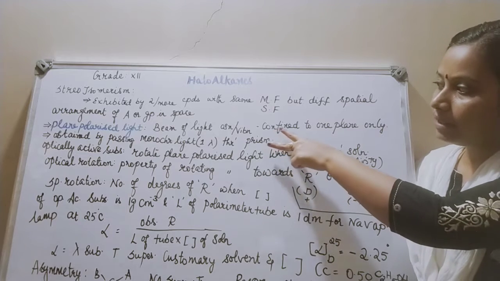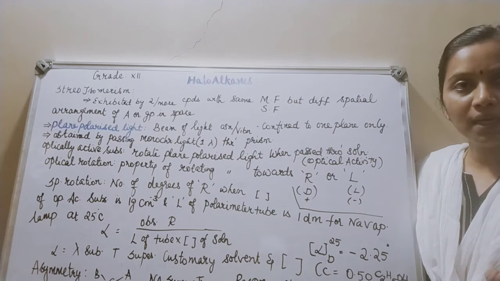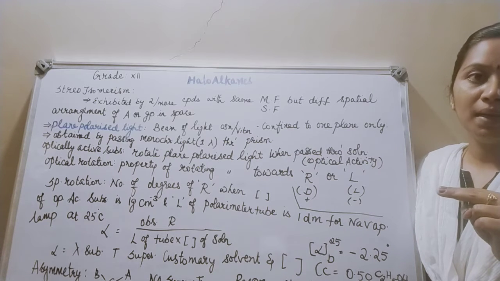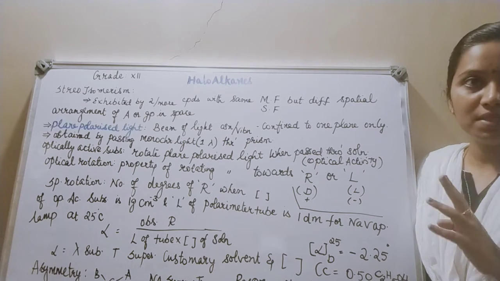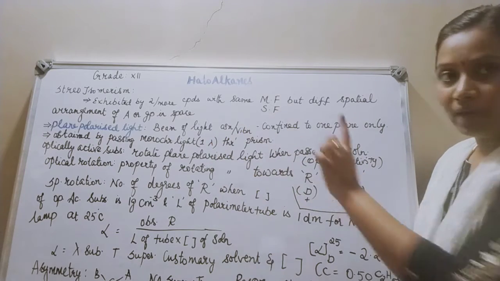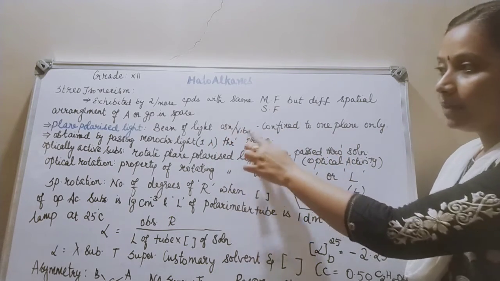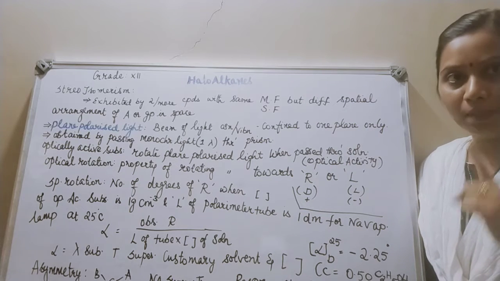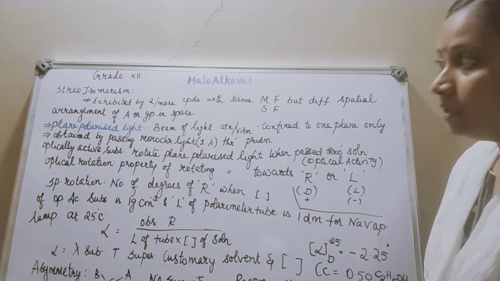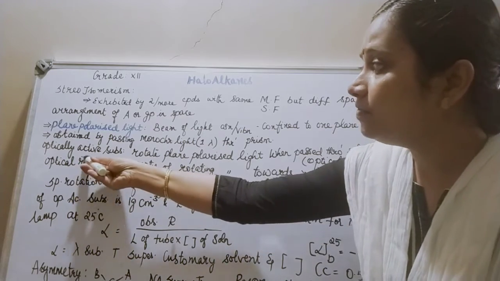So I am just explaining about plane polarized light. How will you obtain plane polarized light? Pass a monochromatic light through a nicol prism, and you will get plane polarized light. It is nothing but a beam of light whose oscillations and vibrations are confined to only one plane, called plane polarized light. Moving to the third definition, optically active substances.